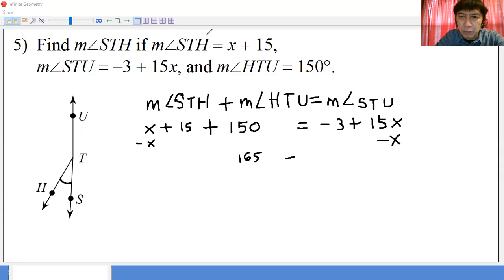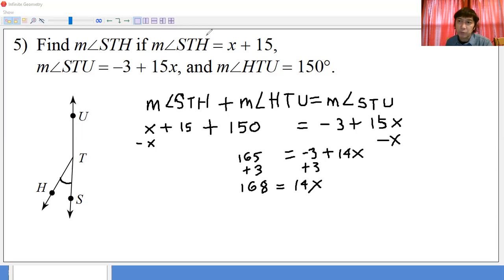And this will be equal to negative 3. This is negative 3. And we have the 15x minus x. And that should give us 14x. There. Okay. And so we shall apply now addition property by adding 3. We shall apply here plus 3 and plus 3. We will have 168. So we add 3 here and we add 3 the other side. So we're going to have here 168. And this will be equal to 14x.